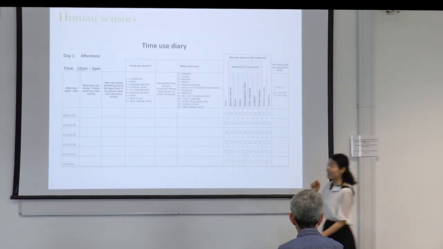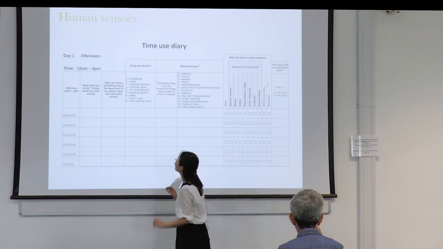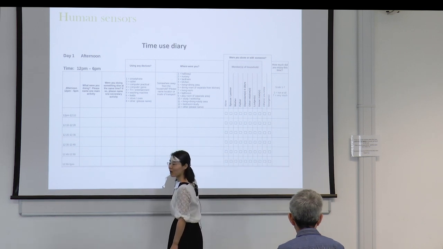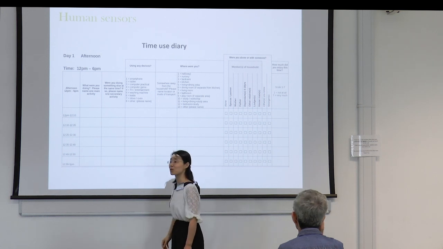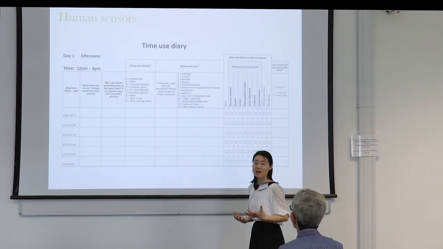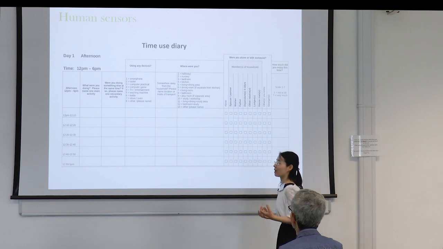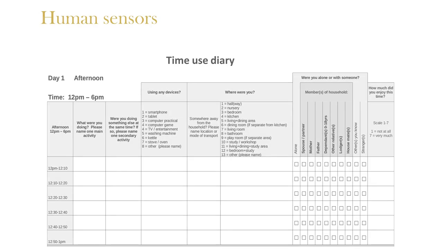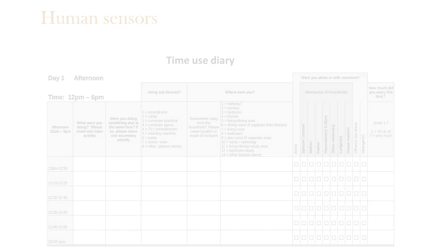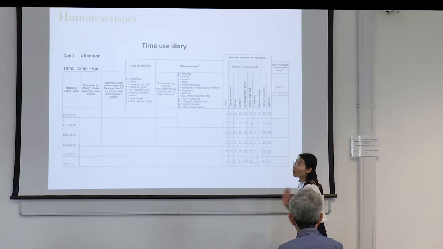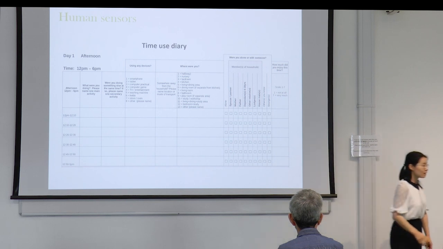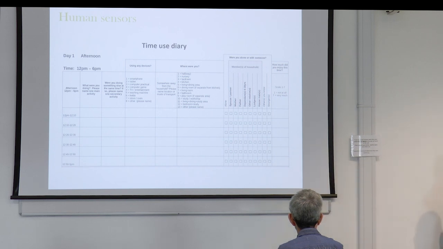So those are the digital sensors, as we call them. But we also have another way of capturing information. We call it human sensors. Humans sense themselves and log what they are doing, in terms of activities like cooking, sleeping, watching TV, at what time, using what kind of devices, in which room, with whom, and how much they enjoyed it. So those are the two types of sensor information we're collecting.